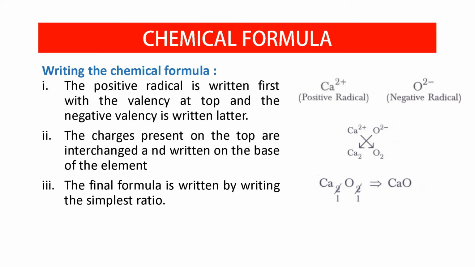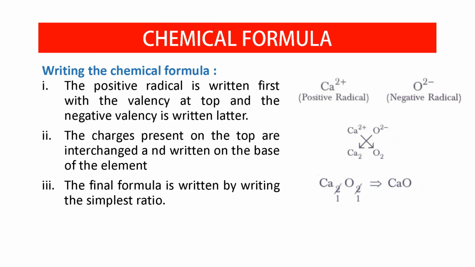Then we come to writing the chemical formula. How can we write the chemical formula? There are certain steps which we have to follow. The first step: the positive radical is written first, then the negative radical. You can see in the example Ca2 plus. This is a positive radical, so we should write Ca2 plus first, then O2 minus, because O2 minus is the negative radical.